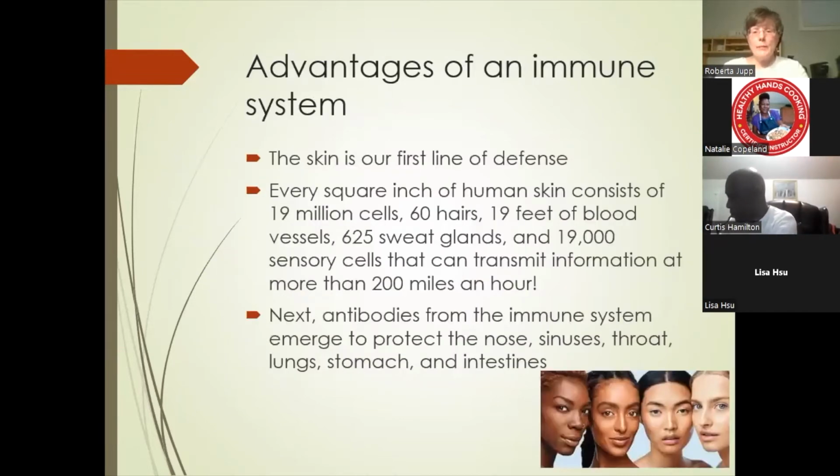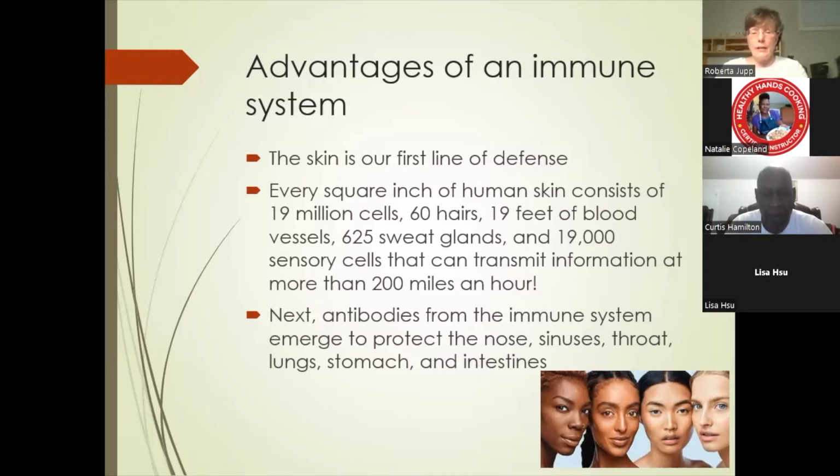So what is our immune system? Well, we have different stages. We have our skin as our first line of defense. Every square inch of our skin consists of, this is unbelievable, 19 million cells, 60 hairs, 19 feet of blood vessels, 625 sweat glands, and 19,000 sensory cells. And they can transmit information at 200 miles an hour.